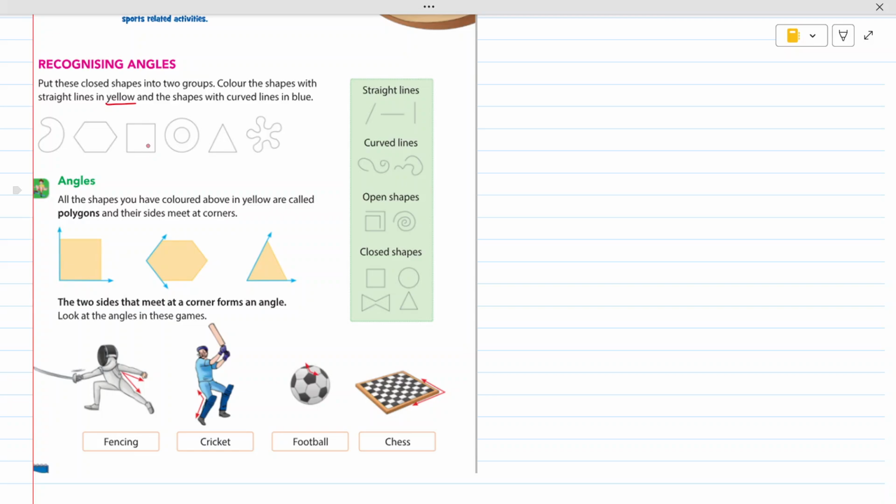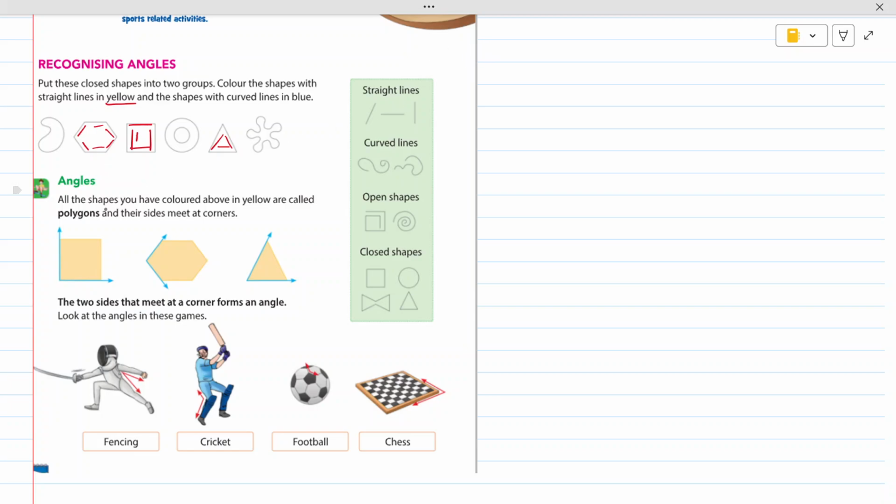Where we have straight lines, in this figure all the lines are straight lines. Okay, yes, all these ones. And then here also we have straight lines. All these are part of straight lines. Then in this triangle also we have straight lines. Apart from this, the leftover figures have curved lines. This is curved, these are also curved, and here this is also curved.